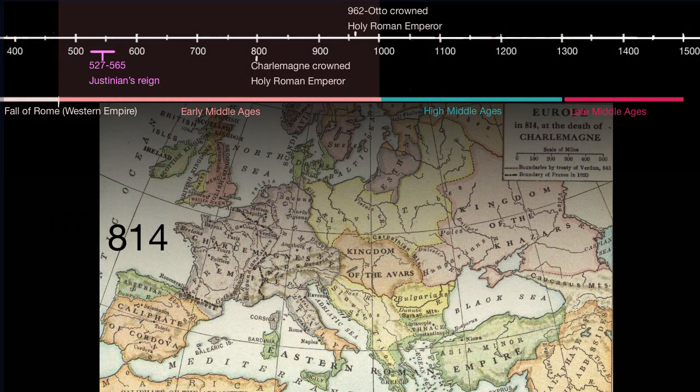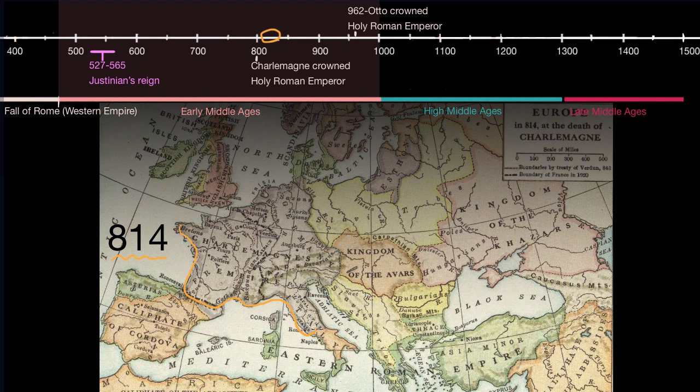So here we have fast forwarded to the year 814, which would be right around here on our timeline. And you can see a major event has occurred, either on the map or on this timeline. You have Charlemagne, king of the Franks, crowned Holy Roman Emperor. On the map, you can see Charlemagne's empire right over here.